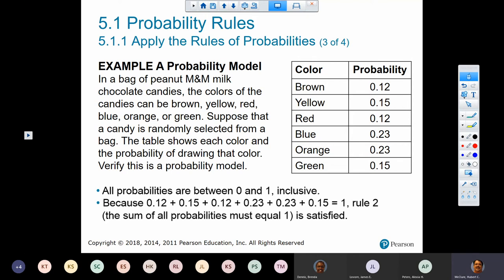Will you get that on a test? Yes. In fact, I have two questions on my test that ask you if this is a probability model. One has a negative probability, so automatically, nope. You can't have a negative probability. You can't have a probability over 1.